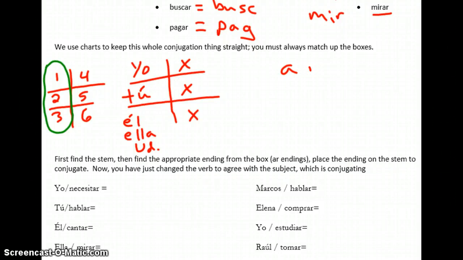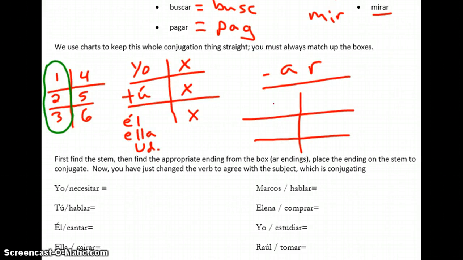Here is the most important box of this chapter, the AR endings. And I'll show you how this works in a minute. But right now, we're going to write down o, as, a. Class, repeat: o, as, a. We say o, as, a. Those are the endings.